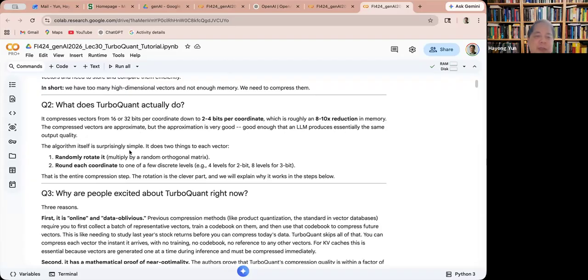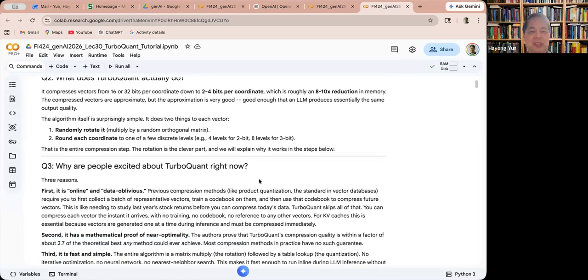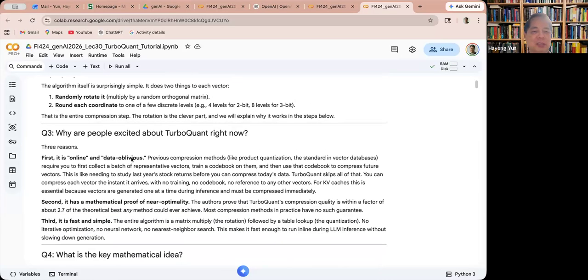And the algorithm itself is very simple. It does two things to each vector: randomly rotate it, multiplying by a random orthogonal matrix or rotation matrix, and then round each coordinate to one of a few discrete levels, like 4 levels for 2-bit or 8 levels for 3-bit. And that's the entire compression step, which is very simple. And the rotation was basically the innovation, and we'll talk about it in a second.